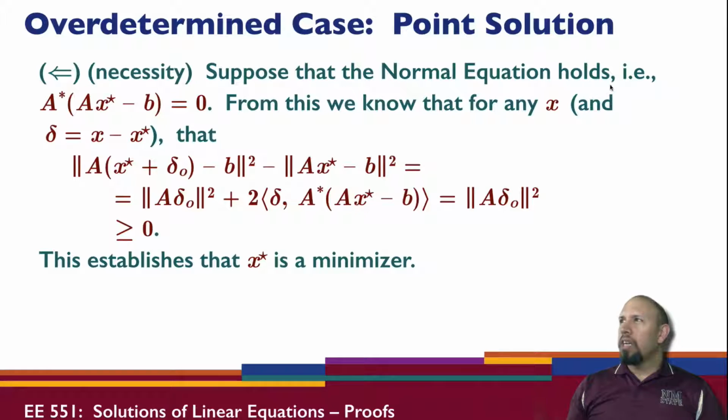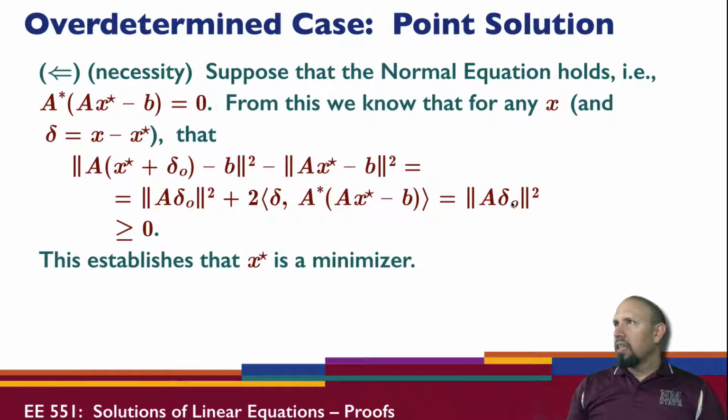Suppose now that the normal equation holds, that is this. From this, we know that for any x, and letting delta equal x minus x star, we have this set of equalities from our corollary. But in this case, this quantity is 0. That means this inner product is 0, and so all of this stuff is just equal to this.